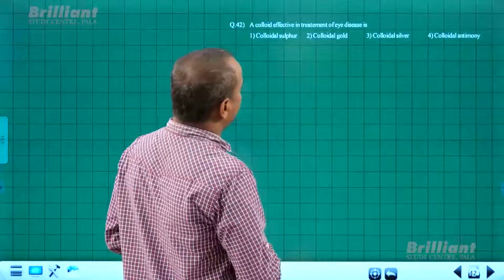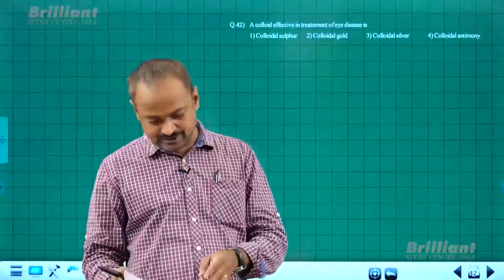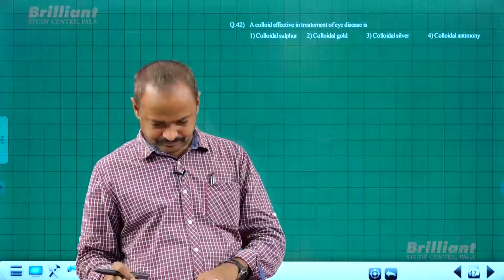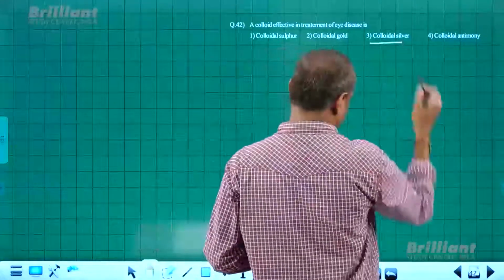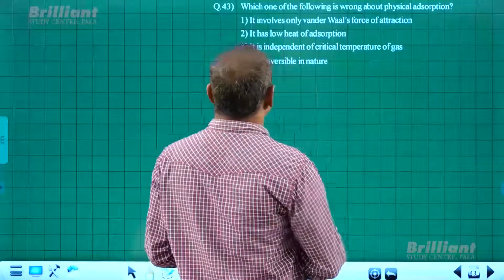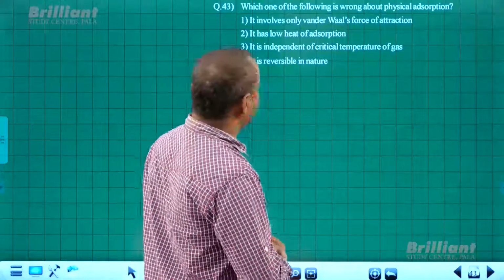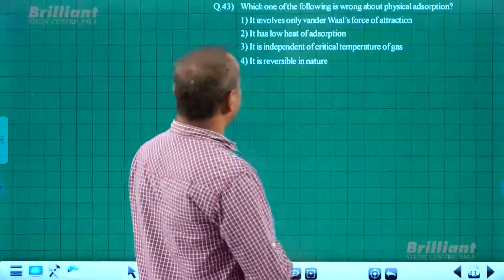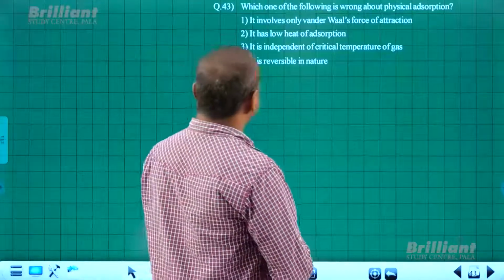Effective treatment of eye disease. That is memory based. Remember the applications of surface chemistry given. Colloidal silver. Wrong statement about physical adsorption? Involves van der Waals forces, correct. Low enthalpy of adsorption, correct. Independent of critical temperature, reversible.